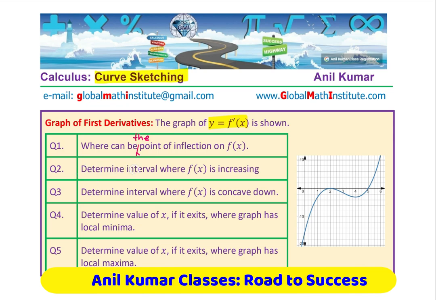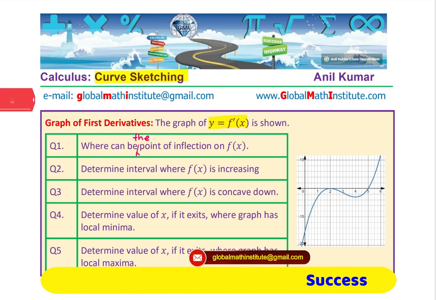Second, determine the intervals where f of x is increasing. Third, determine the interval where f of x is concave down. Fourth, determine value of x, if it exists, where graph has local minimum. And fifth, determine value of x, if it exists, where graph has local maximum. So it is not necessary that these points may exist, okay? Perfect. Anyway, you can answer these questions, submit them in the comments. We'll provide you the solution in the next video.